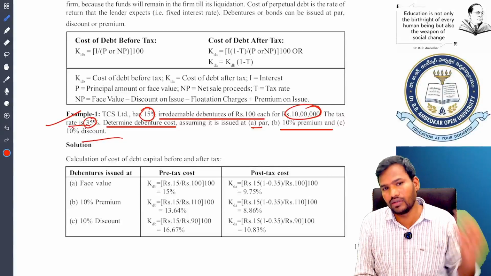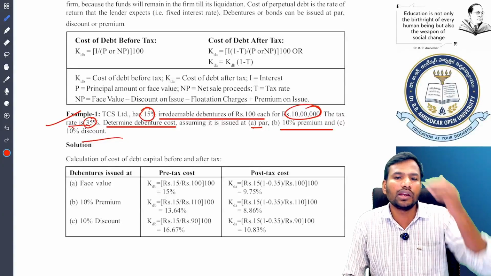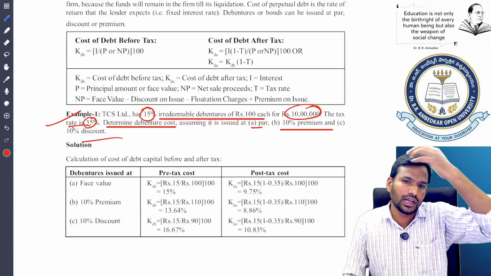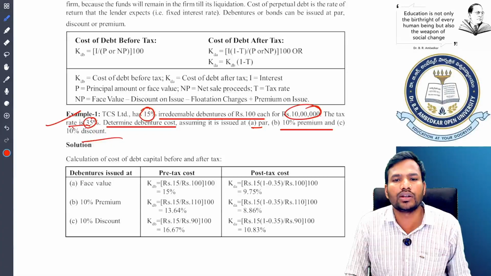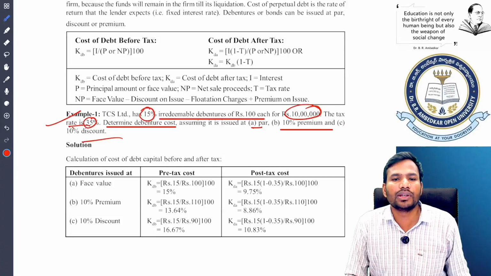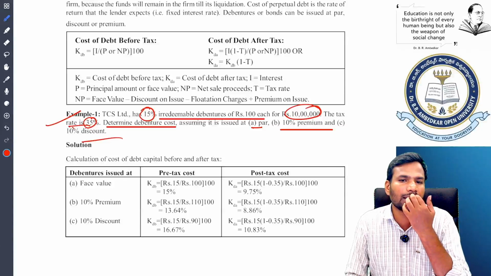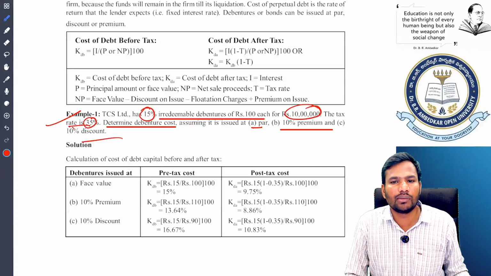Three situations are given. TCS company is issuing irredeemable debentures. Redeemable means that after a certain duration of time, the principal amount is returned to the debenture holders. Irredeemable means not giving a return to them. That amount will be maintained by the company, not given to the debenture holders.